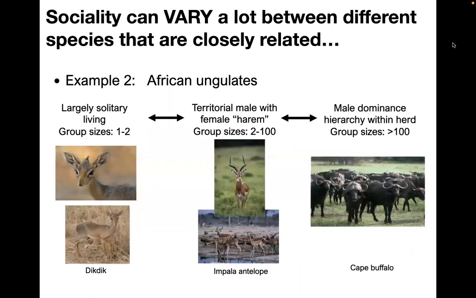Here's another series of examples from African ungulates. So we have ungulates that largely live solitary lives, either alone or in a group of 2. We have ungulates like the impala, where a territorial male will have a group of females, so they have these kind of medium group sizes. And then we have these ungulates that live in these tremendous herds, like thousands of individuals of buffalo, for example.